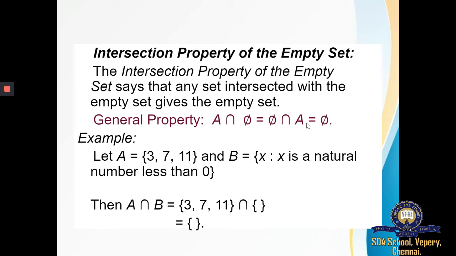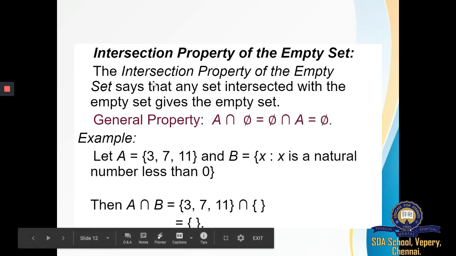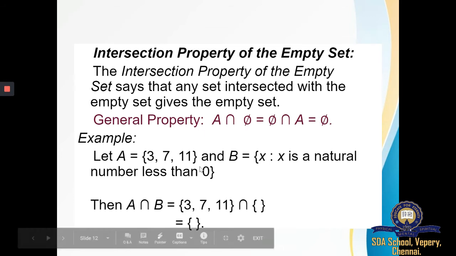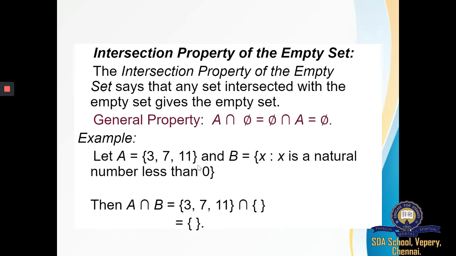Now let us try to understand this better with the help of an example. My example is, let A be {3, 7, 11} and B be {x : x is a natural number less than 0}. Again, if you see, there is no natural number which is less than 0, right? So my B is a null set.